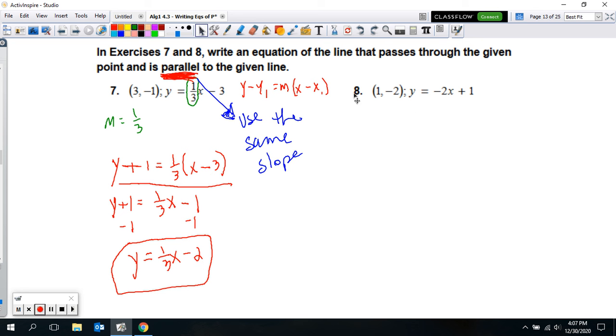All right, you're going to do the same thing for number 8. Do it the same way. Use the same slope, use this point, and write an equation in simplest form, in slope-intercept form. But start with using this form here to get to this form, and then go from that form to slope-intercept. All right, go ahead and pause the video and do number 8.